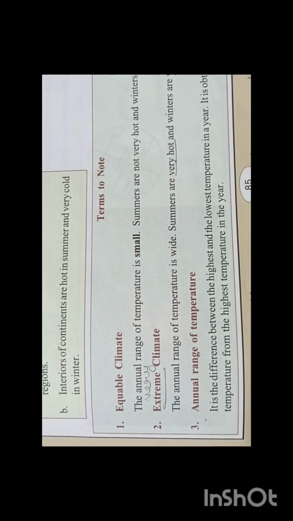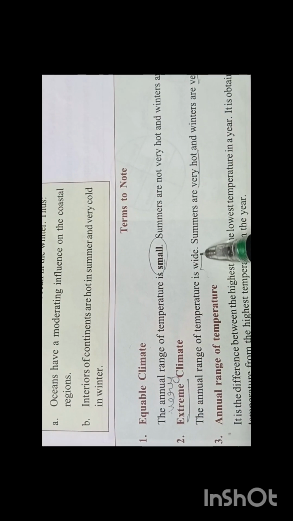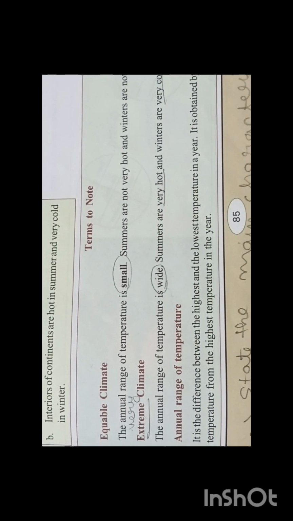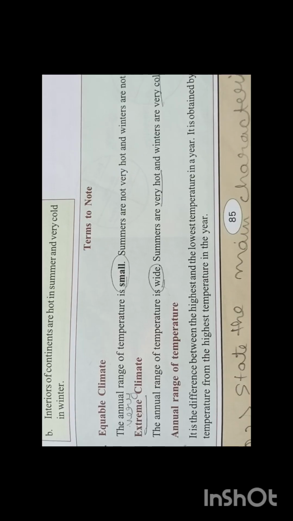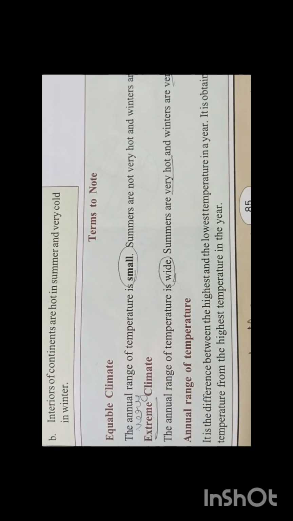Easy. Now, how is the annual range? Annual range is small in an equable climate and annual range is wide in an extreme climate. Now comes the annual range of temperature. See, the annual range of temperature is the difference between the highest and the lowest temperature in the year. Now, how is it obtained? You have to subtract the lowest temperature from the highest temperature to get the annual range of temperature. Is it clear? Easy.